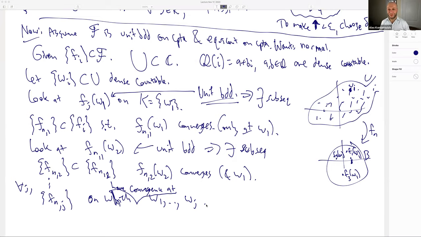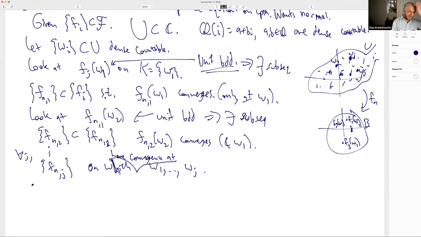Okay, does everybody see what we're doing? So we got convergence at W1, then we got convergence at W2, then we got finitely many points until we got convergence at Wj. So there's this subsequence F_nj that converges on all of the points from 1 to J.